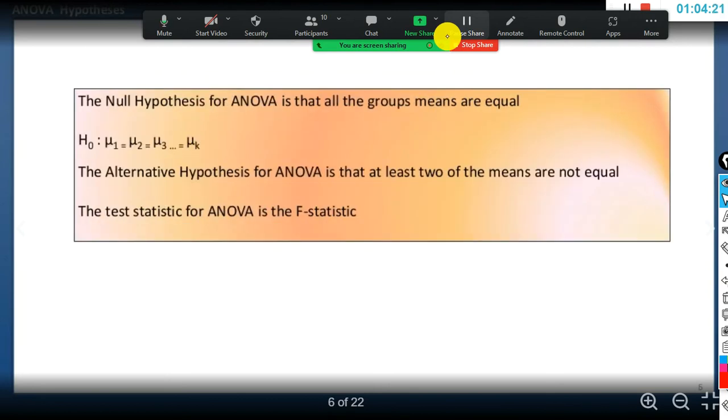Now, how do you define a null hypothesis in the case of Anova? Simple. The population 1 mean is equal to the population 2 mean and the population 3 mean.